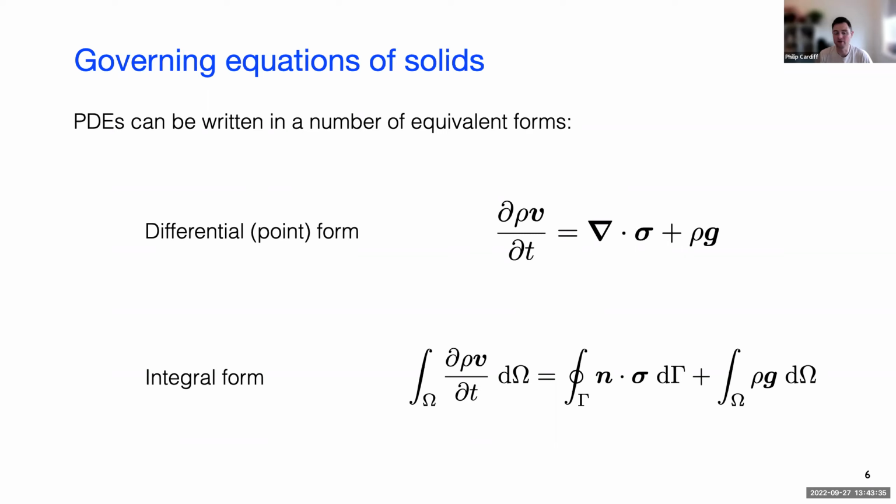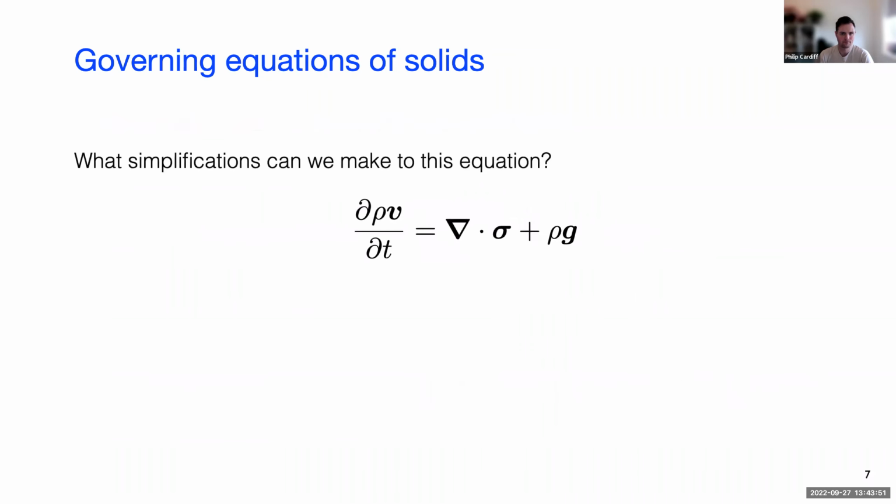There's another equivalent form which is called a weak integral form. So if this is the strong integral form, the weak form is where you multiply this differential form by a weighting function and then you integrate over volume. So that can be a starting point for finite element methods, and it's another equivalent way to specify it. Okay, so what simplifications can we make to this equation?